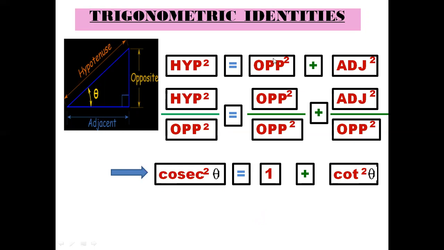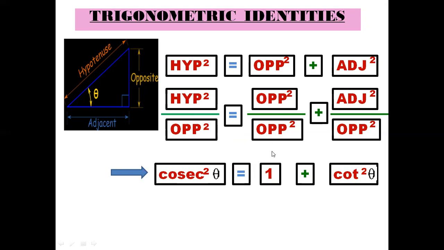Hypotenuse square is given by opposite square plus adjacent square. Now we will divide by opposite square on both left hand side and right hand side. So hypotenuse square by opposite square equals opposite square by opposite square plus adjacent square by opposite square. Hypotenuse by opposite is cosec theta, so hypotenuse square by opposite square is cosec square theta.